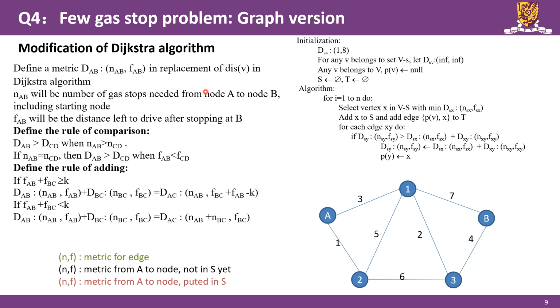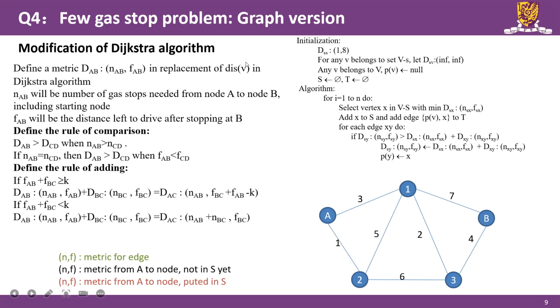And finally, let's look into the relatively tricky part of question 4, that is a graph version of the fewest gas stops problem. The graph version means that there are multiple paths between A and B, and we will need to find a path along which we can make the fewest gas stops. My method is a modification of the Dijkstra algorithm.